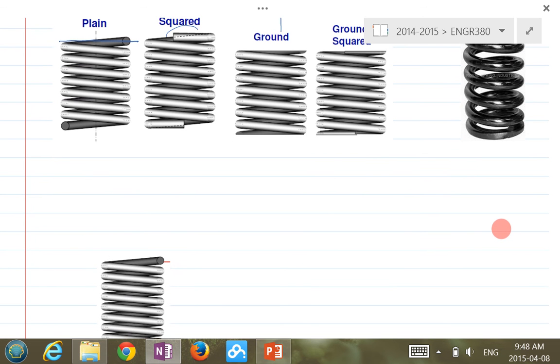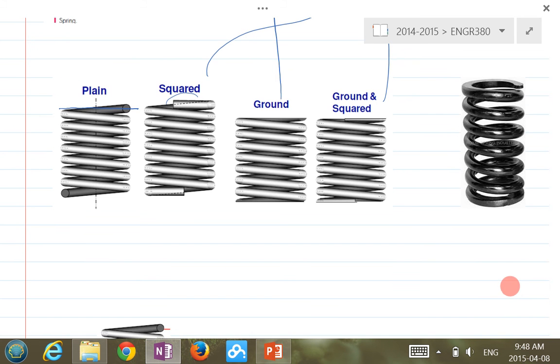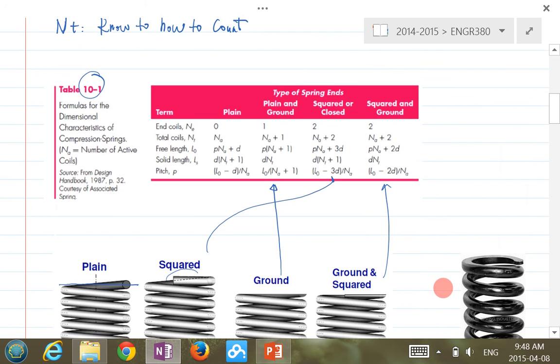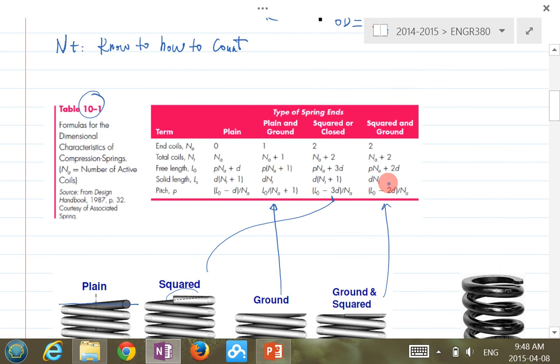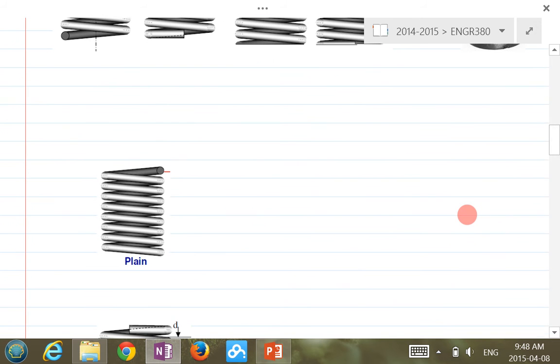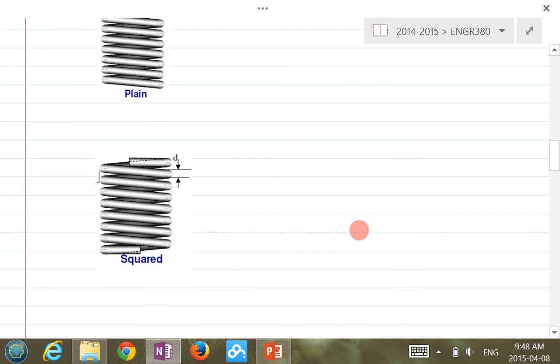So if I give you a spring drawing, without even telling you what kind of ending the spring has, you should be able to tell from this, and then you go to the corresponding column to find the proper information. So let's say this one here. This is a plain. Let's take a quick example right here. Maybe this is too soon. Let's save some time here. Let's take a look at this one here. Okay, this is a squared end right here.